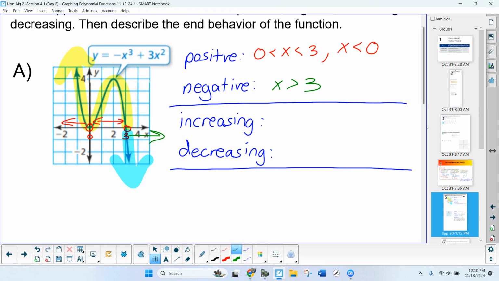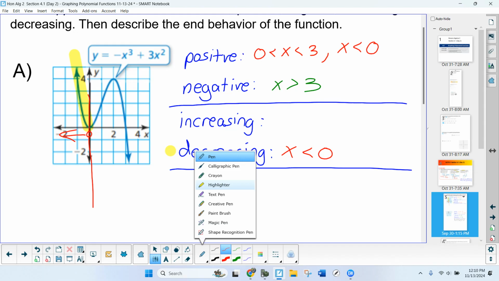Okay, now let's do any questions so far? Increasing versus decreasing. As you start walking from left to right, what are you doing first? You're decreasing. You're decreasing until you get to what number? 0. So you're decreasing for values of x that are less than 0.